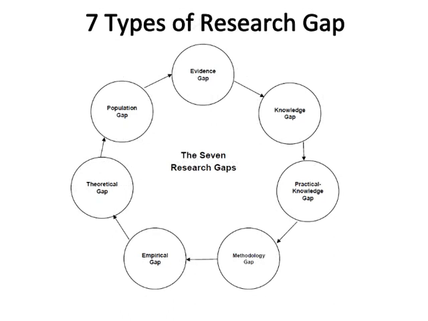7 types of research gap. Number 1 is evidence gap, number 2 is knowledge gap, number 3 is practical knowledge gap, number 4 is methodology gap, number 5 is empirical gap, number 6 is theoretical gap, and number 7 is population gap.